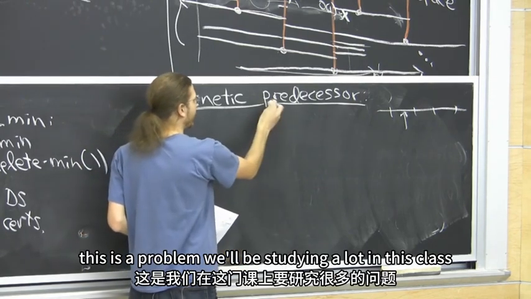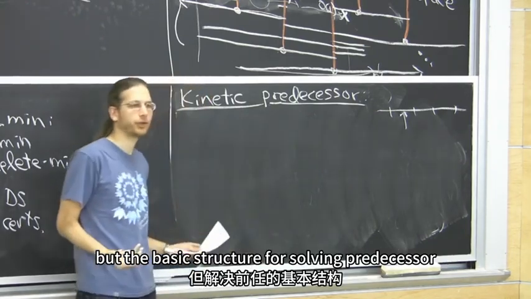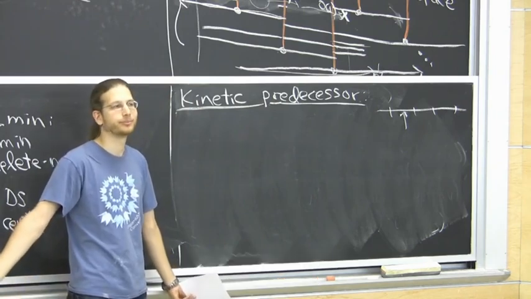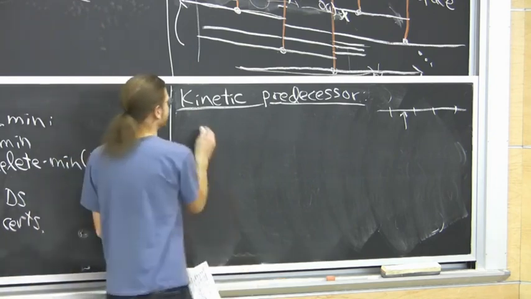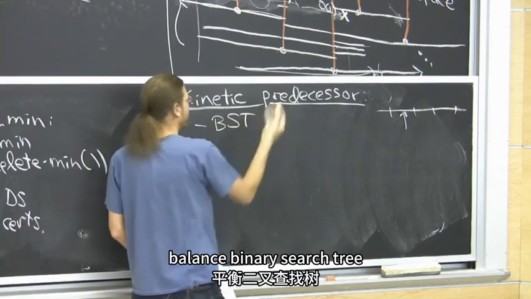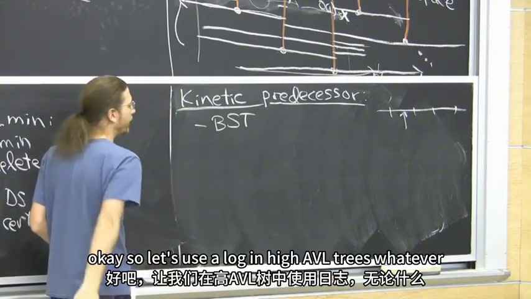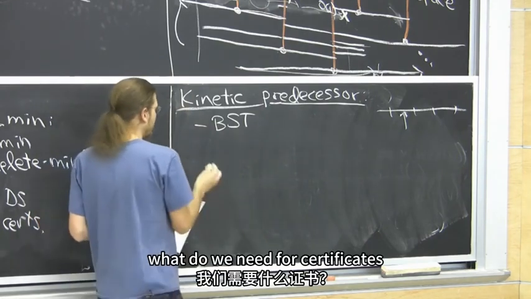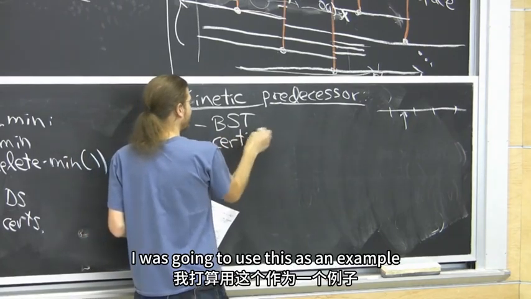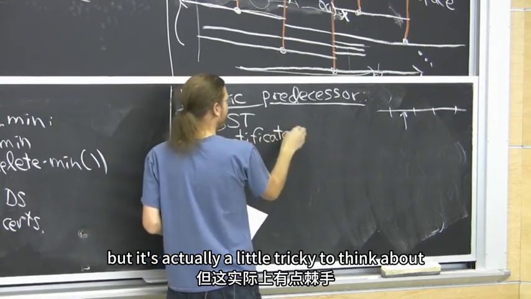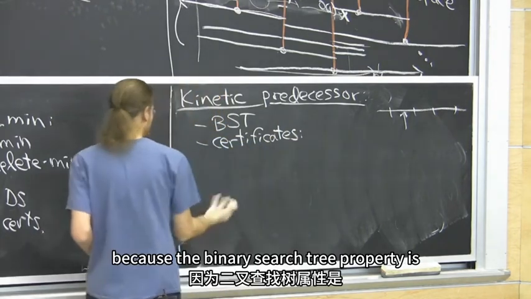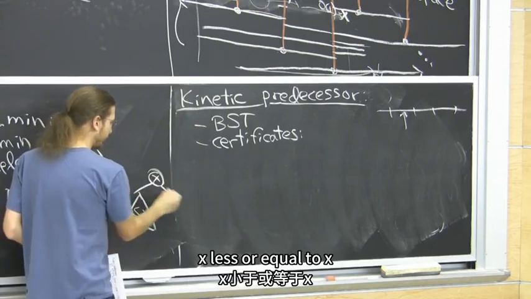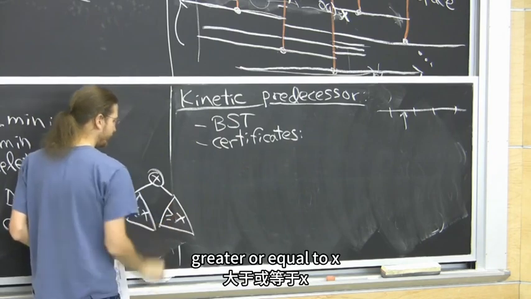This is a problem we'll be studying a lot in this class, but the basic structure for solving predecessor, insert, delete, predecessor is binary search tree. Balanced binary search tree. Okay, so let's use a log n high AVL tree, whatever. So what do we need for certificates? I was going to use this as an example, but it's actually a little tricky to think about what the certificates are. Because the binary search tree property is x less or equal to x greater than or equal to x.